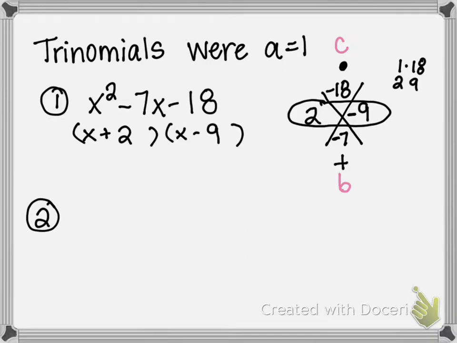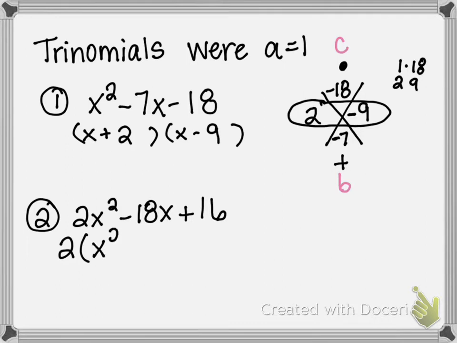Alright, so again, you need to make sure you still check for a GCF if there is one. So let's say that I have 2x squared minus 18x plus 16. So when I'm looking at this, I definitely see that there's a GCF of 2. So if I take 2 out, that's going to leave me with x squared minus 9x plus 8. So now this has become a problem where a is equal to 1, because the GCF, when we took that out, made my a value 1.